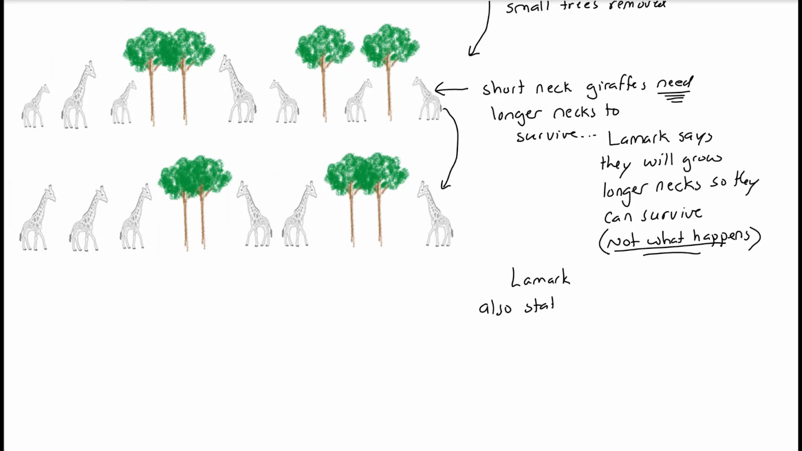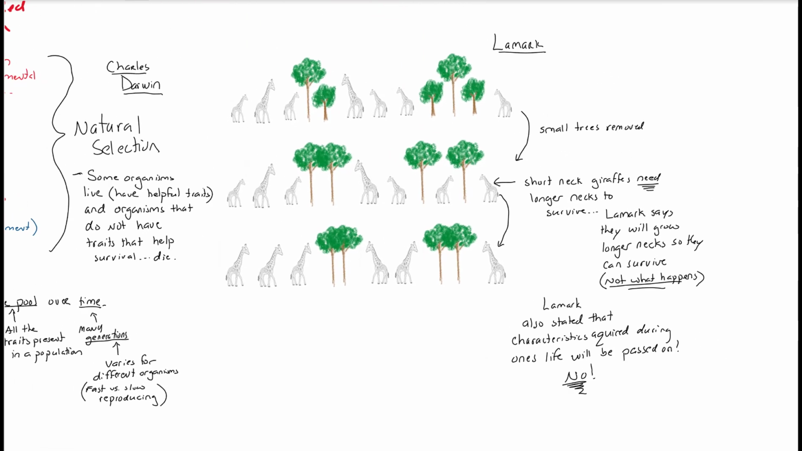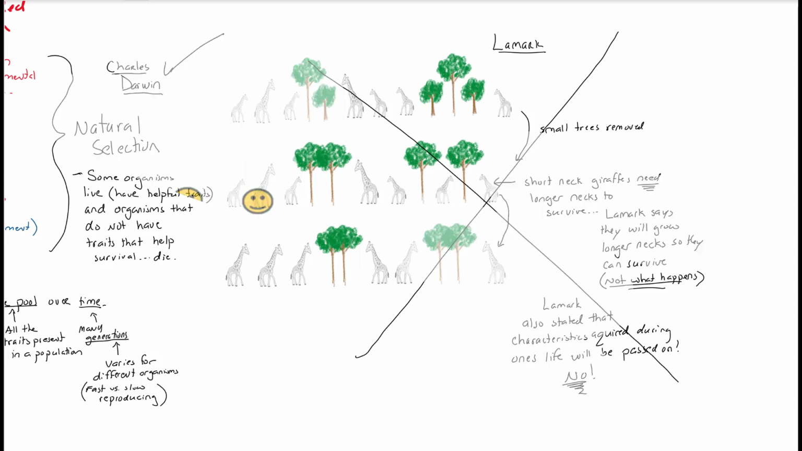Lamarck also said, if that wasn't enough, that if you get a tattoo and you have a baby, that baby's going to have the same tattoo. You get big muscles, you have a baby, that baby's going to have gigantic muscles when it comes out. That's, I don't have to tell you, not what happens. So you have contrasting views, Lamarck versus Darwin.